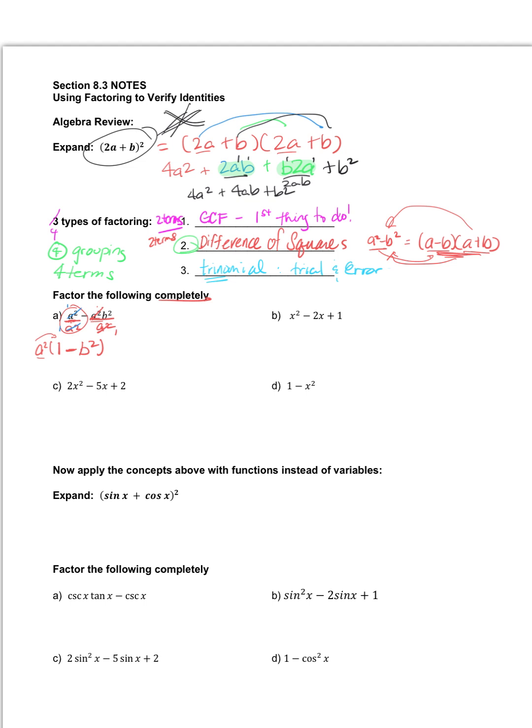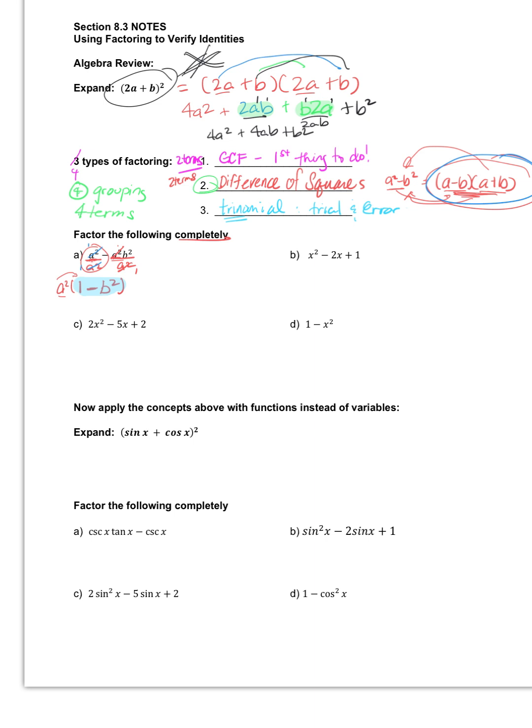But I'm not done because I see that there's a difference of squares in here, okay? So 1 is a perfect square, and then we have a B squared. So I'm going to use this idea over here, my A minus B, A plus B, because it said factor completely. So I have A squared first times 1 minus B, 1 plus B. And then you're done. Okay? Let's go on to B.